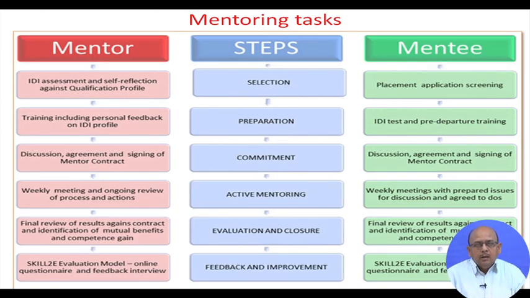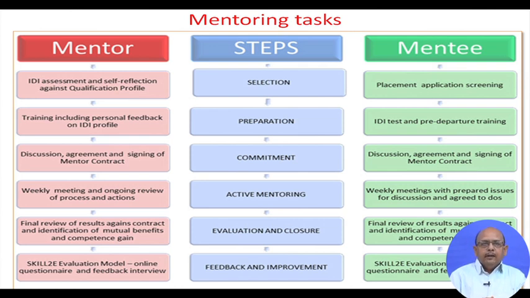Now, if you look at the mentors and mentees and the steps to be taken, these are the different tasks. Like selection of the mentors and the mentees at the first stage, so you go for application and screening of the mentees, and otherwise look at the qualification and experience of the mentors. Then you go to the next stage, the preparation, where you conduct certain tests and see what needs to be done. Then commitment from both, then active mentoring starts, and finally you go for evaluation and closure, and then you get the feedback on how the mentoring has worked in both cases, right.